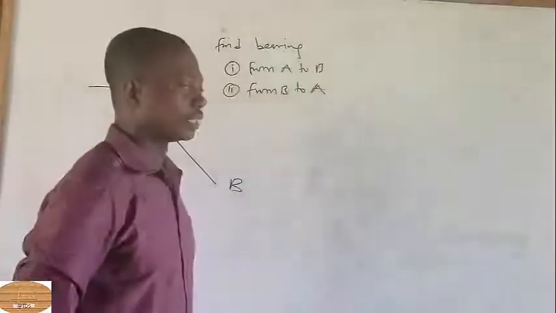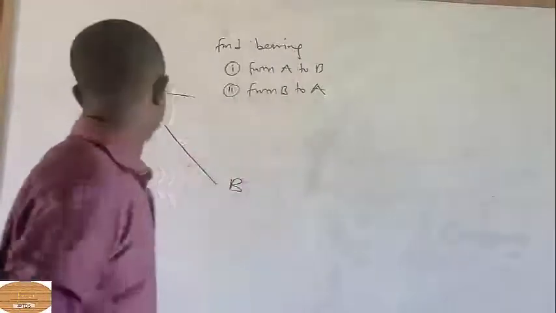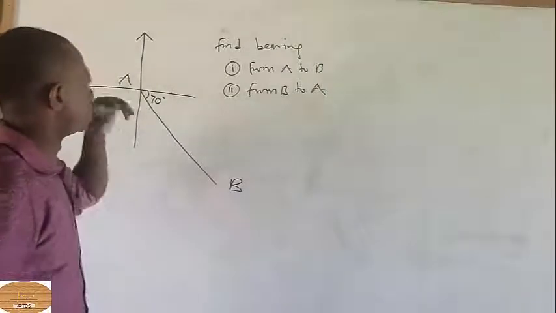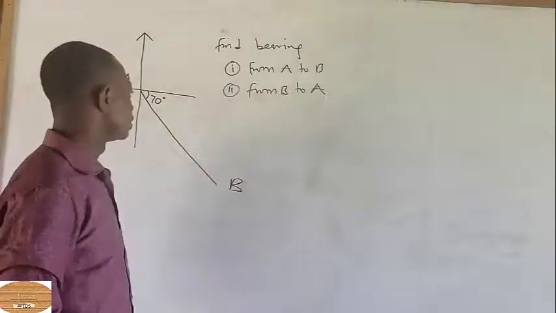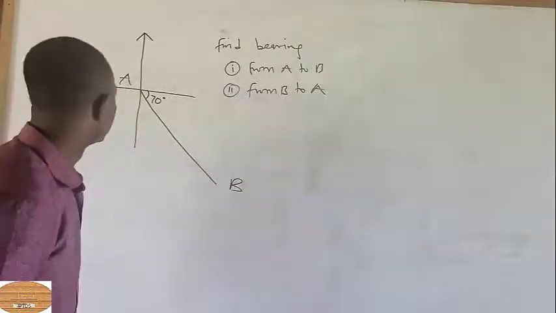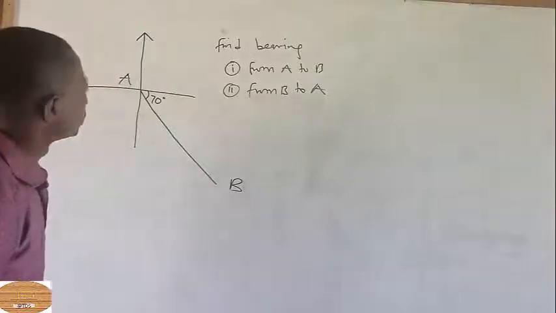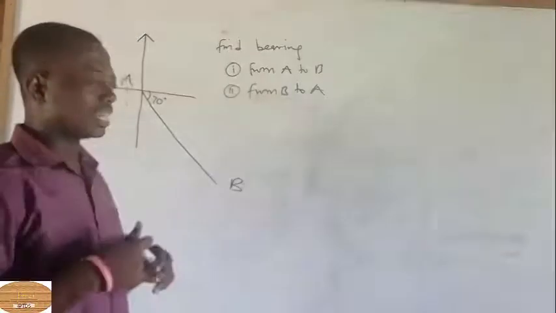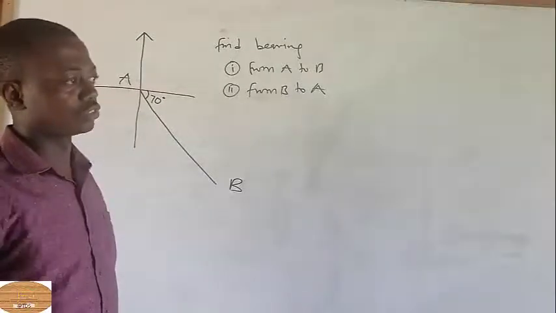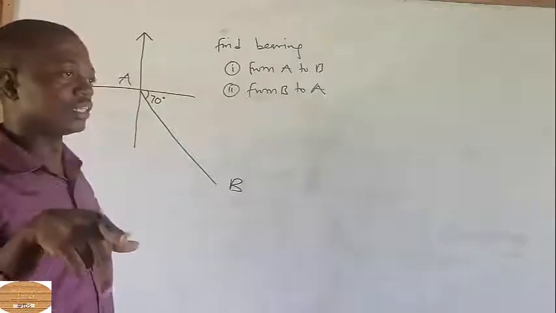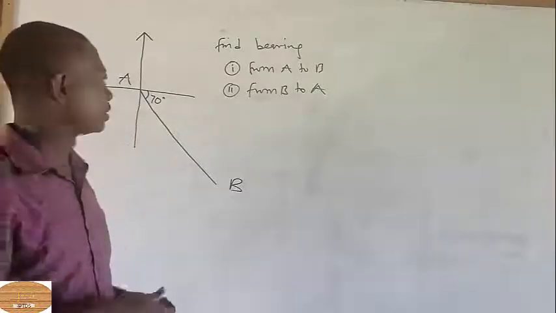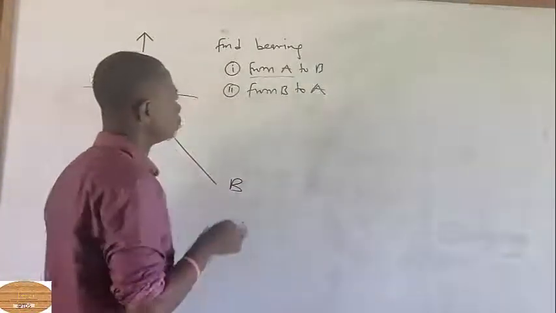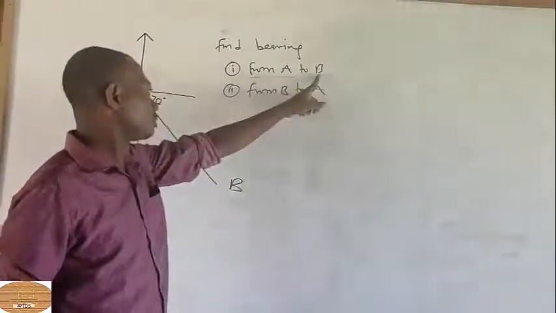Alright, this is our first example. We are given this one. We have A, then we have B. We are going to find (i) the bearing from A to B, then (ii) from B to A. From A to B, always you have to understand this statement. Anytime you hear from so and so to, so from, let's say, A to B, it means A is the starting point. So from A means we stand at A, then we rotate clockwise to B.